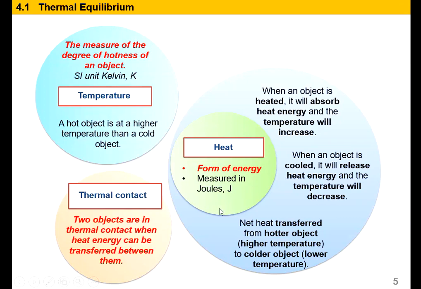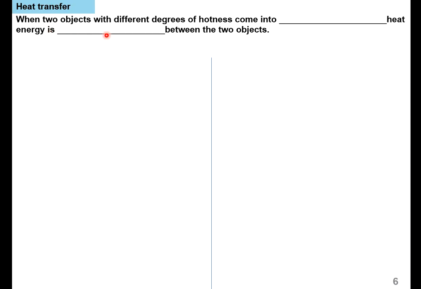Thermal contact. Two objects are in thermal contact when heat energy can be transferred between them. So two objects can transfer heat as long as they are in thermal contact. All right, next we're going to go into heat transfer. When two objects with different degrees of hotness come into thermal contact with each other, heat energy is transferred between the two objects. Please note that here they only said that heat energy can be transferred between two objects in thermal contact. They did not mention that heat only transfers from cold to hot or from hot to cold.